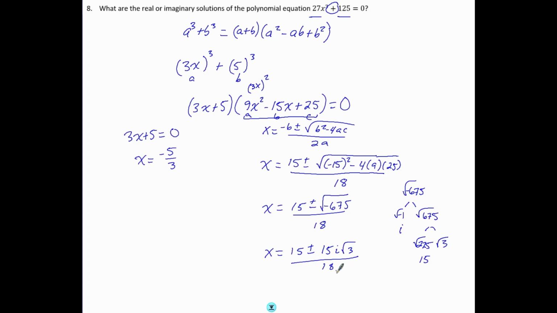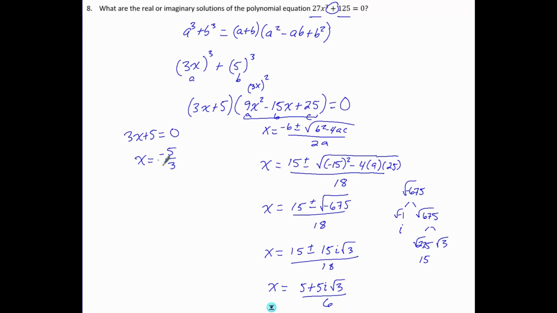And 15 and 18 can be simplified as well. So 15 over 18, let's see, they're both divisible by 3, so 5/6. So 5 plus or minus 5i times the square root of 3, all over 6. And that's going to be the final answer for this part.